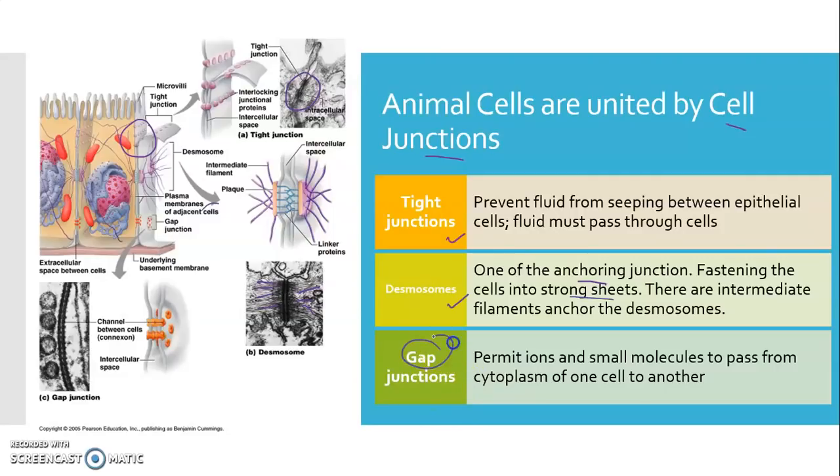Even the name is gap, which means it has a space in between. If you look at the microscopic image, you can see there is a gap between the two cells, with something like a bridge, which we call a channel. This junction permits ions and some molecules to pass from the cytoplasm of one cell to the cytoplasm of the next cell.